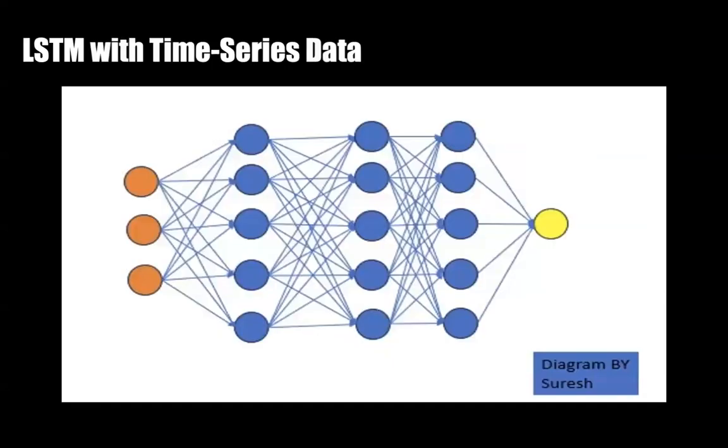So now we are going to generate this LSTM with RNNs and time series data. And here we can see in the diagram, we have two LSTM layers and one dropout layer connected to the input and the output.